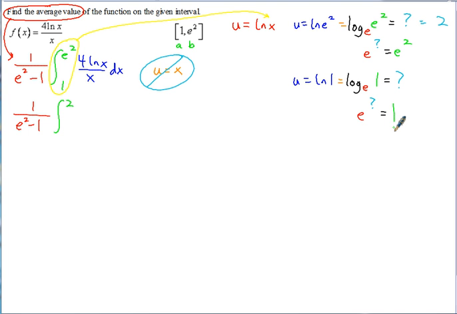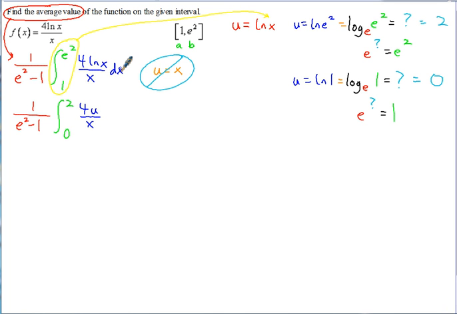Well, e to what exponent equals 1? Well, that would be 0, because any nonzero base raised to the 0 power is always equal to 1. So this equals 0. So when x is 1, u is equal to 0. So 0 becomes our new lower limit. And now let's see what we have left inside of our integral. We have 4, we said natural log of x equal to u, and we have over x.